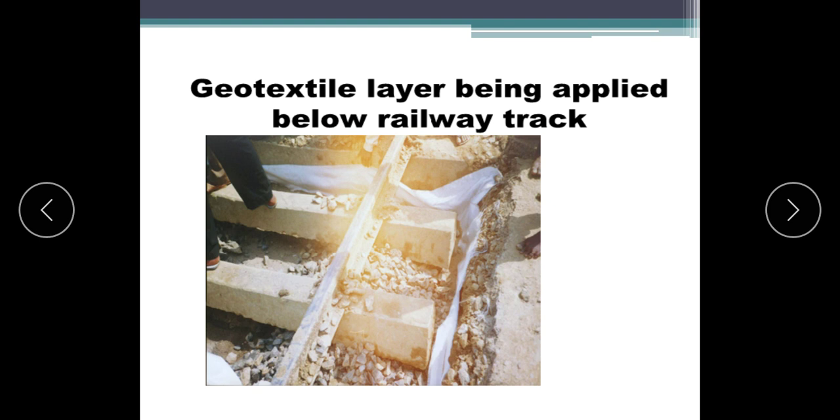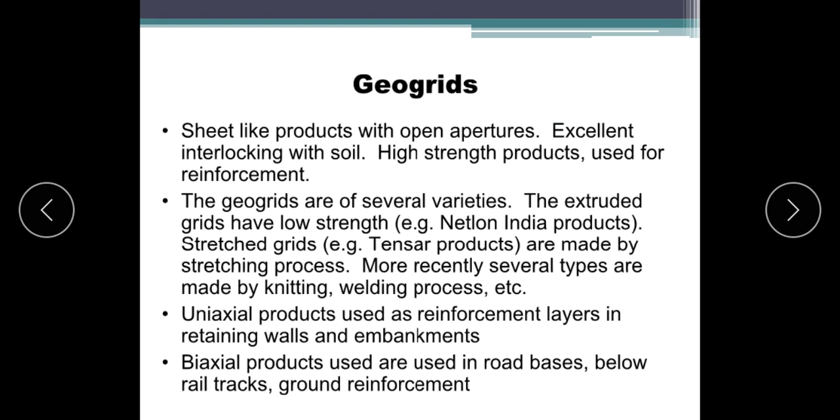As well, before the application of this geotextile, there was a reduction in the rail speed, but after applying this geotextile material, the train speed has been brought back to the original design speed of about 80 to 100 km per hour.